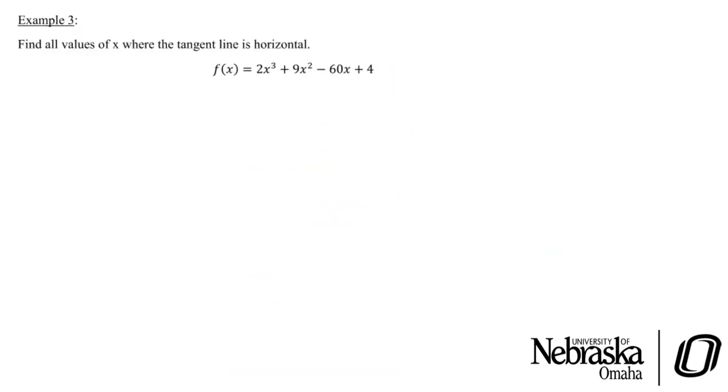Find all the values of x where the tangent line is horizontal. When we're looking for the tangent line, again, that clues us that we are looking at the derivative, right? Whenever they say slope of the tangent line. Also remember a horizontal line: the tangent line will be horizontal where our slope is 0. Where slope is 0, the tangent line is horizontal.